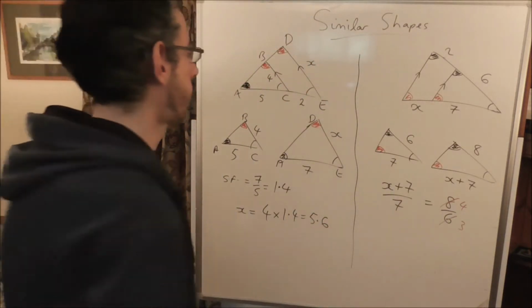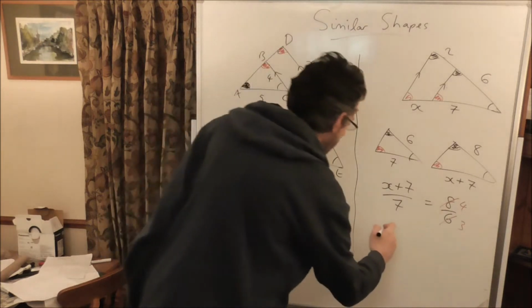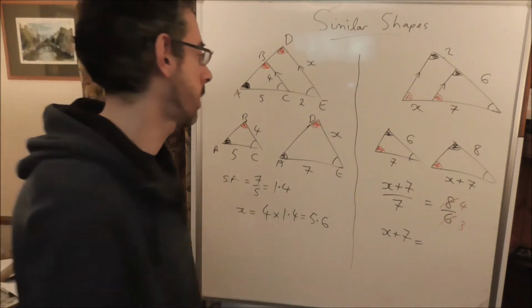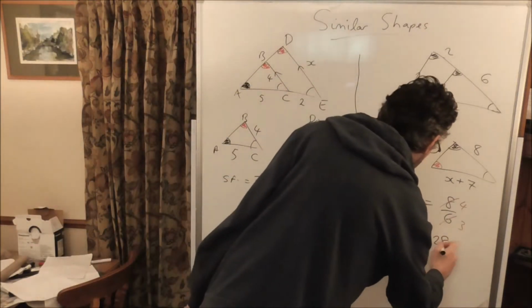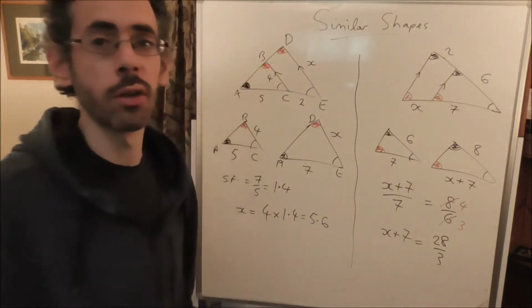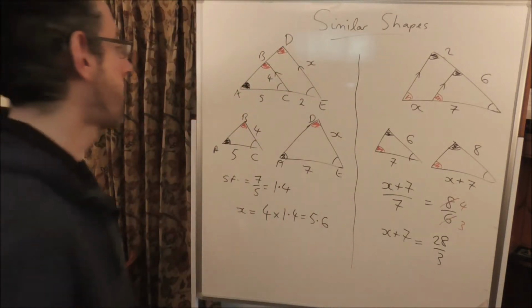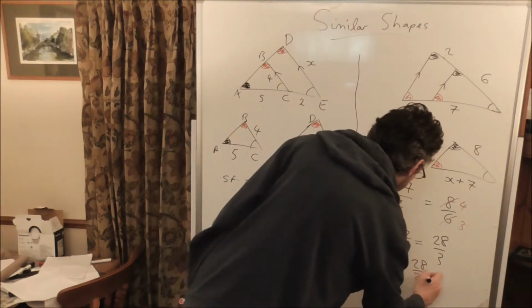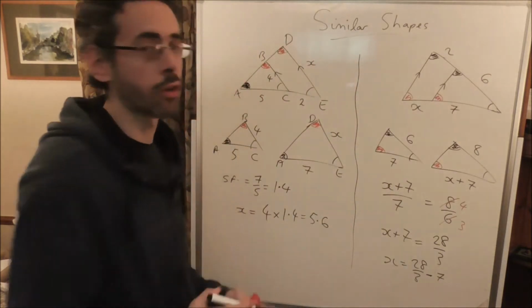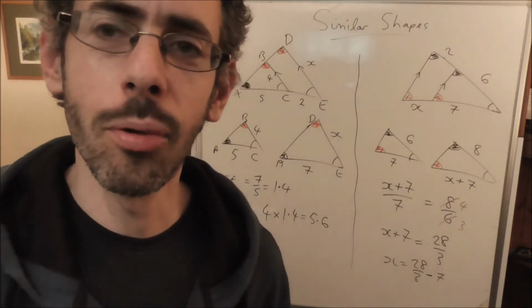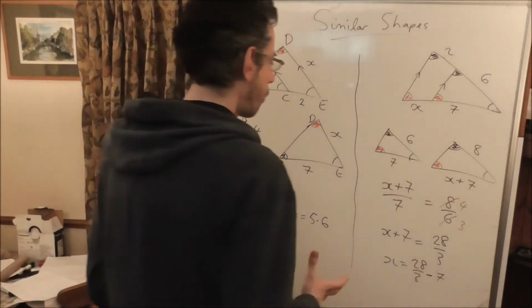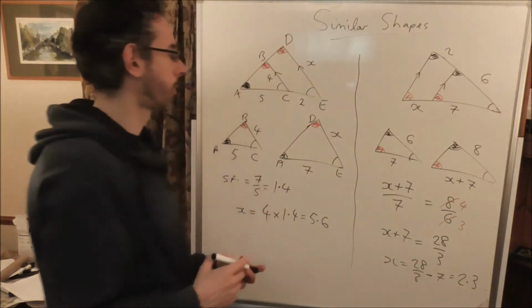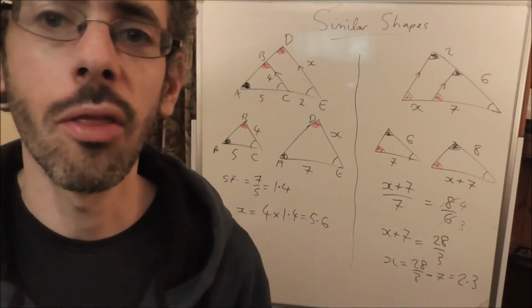To get x plus 7 on its own, you just multiply both sides by 7. So x plus 7 equals 4 over 3 times 7, which is 28 over 3. Just multiply the top by 7 and leave the denominator alone. Then you just take away 7, so x equals 28 over 3 take away 7. 28 over 3 is 9.3 recurring, so if you take away 7, you get 2.3 recurring, or 2.3 to one decimal place. So that's those ones done.